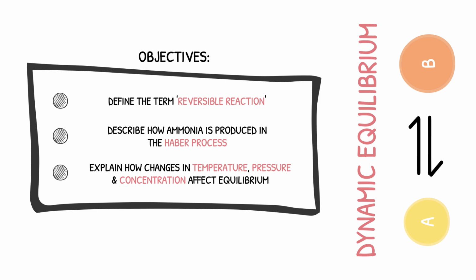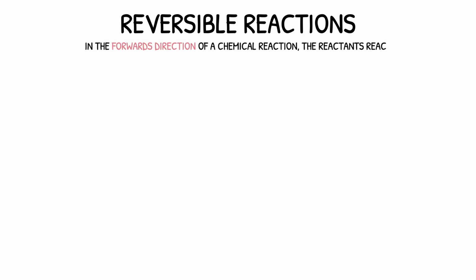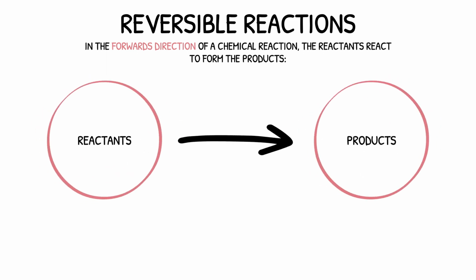So, let's go! Most chemical reactions can only occur in the forwards direction. In the forwards direction, the reactants react to form the products. The general equation for these types of reaction would look something like this. In these written equations, this arrow is used to indicate that the reaction only takes place in the forwards direction.